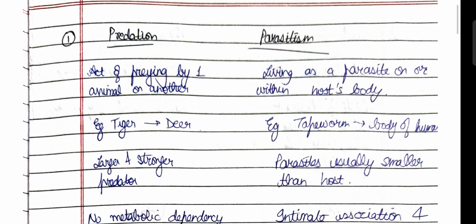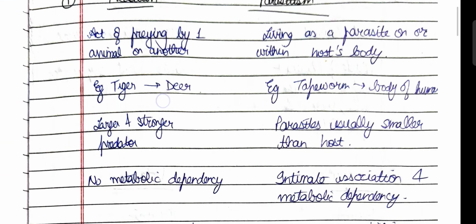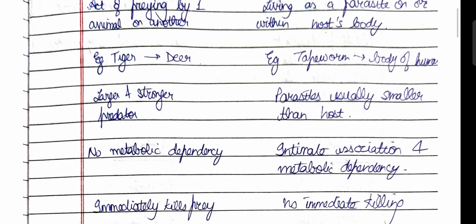An example is when a tiger is predating on a deer, it is known as predation. You can give another example also, for example a lion feeding on a rabbit, or herbivory can also be considered under this. Whereas in case of parasitism, for example, a tapeworm living inside the body of a human, or a lice living on the head of a human.